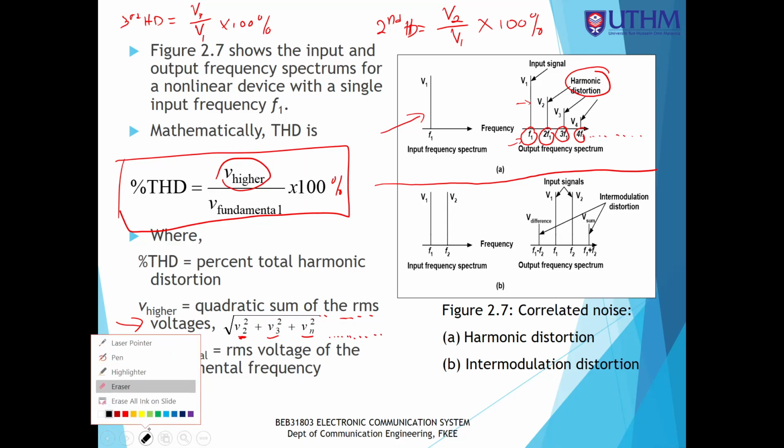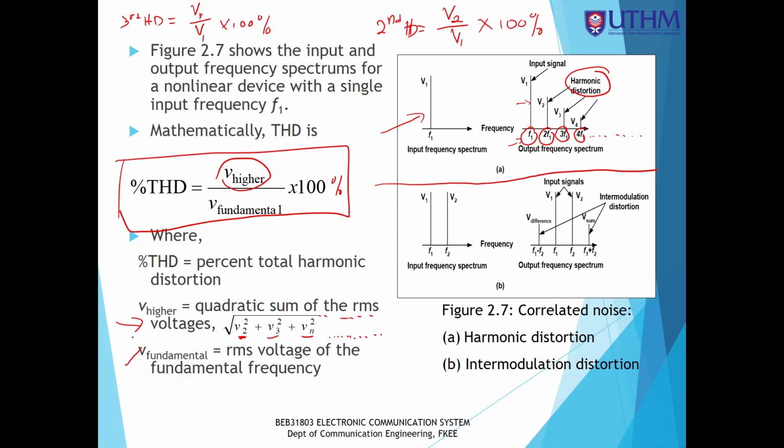Okay, up to 10, V10 square. If you have until 10th order, that means V10 square. So after this, you can get the quadratic summation of the harmonics. And then what? You need to divide the quadratic summation voltage with the V fundamental. So that means you divide this with V1.